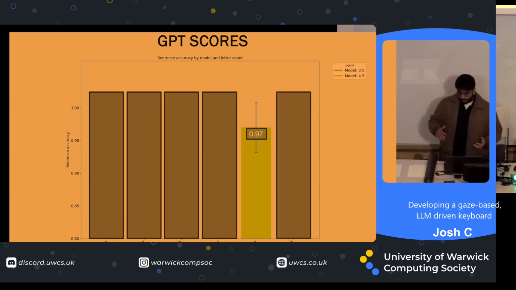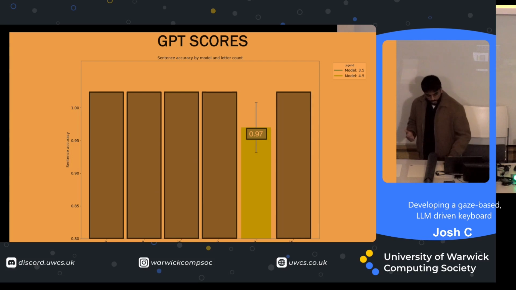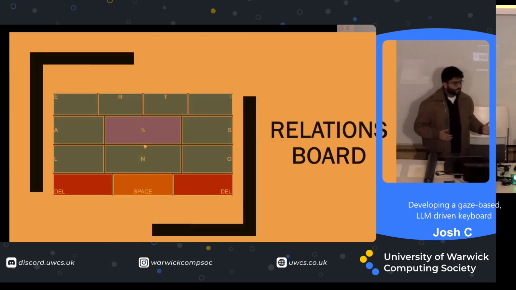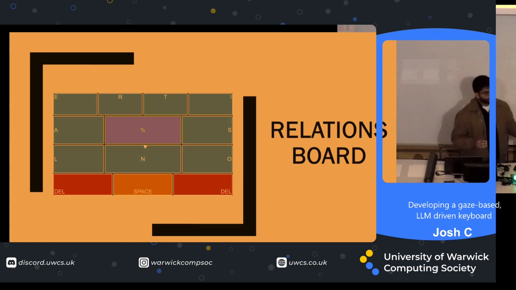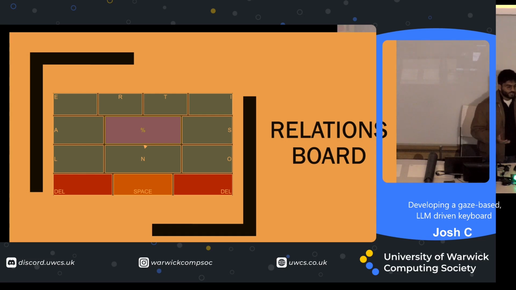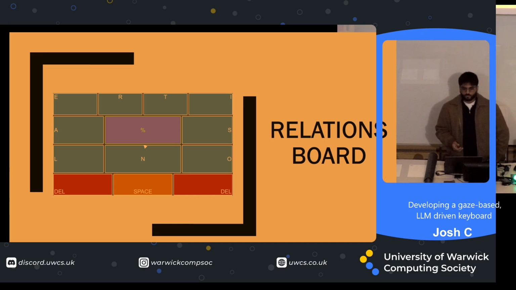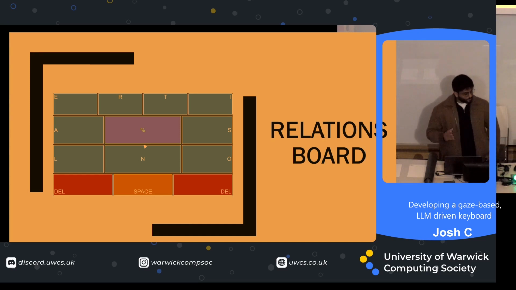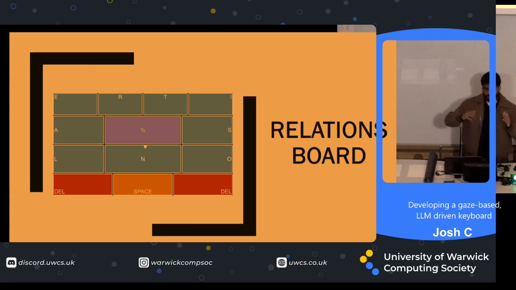So what the design actually ended up coming to was this Relations board, a bit of a cringy name, but it's named as such to represent all the characters that are on the keyboard: R-E-L-A-T-I-O-N-S. Some of the interesting features: you've got these resized buttons, so buttons on the edges are a little bit smaller than buttons in the middle. You've got this idea that when you're looking at a character, it highlights in green. And you've got multiple delete buttons for a bit of redundancy, depending on where you are on the keyboard.